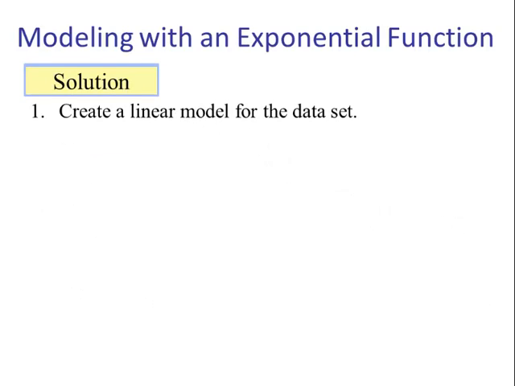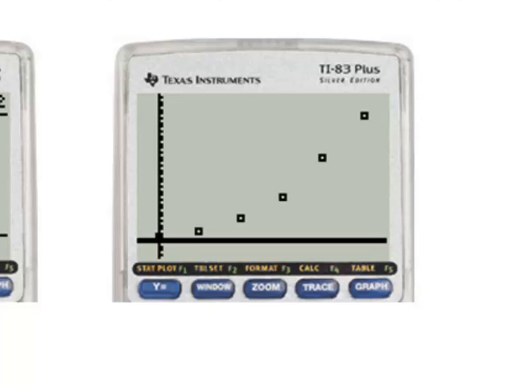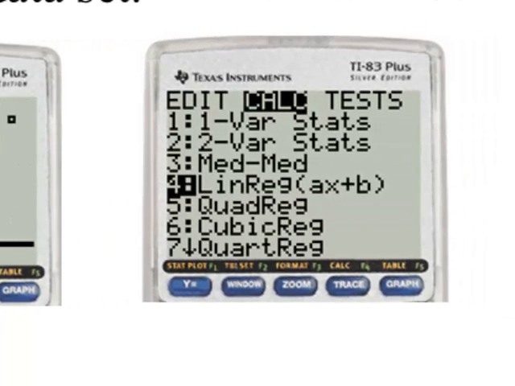Solution. To create a linear model for the data set, we put the value of T in list 1. In list 2, we put the population. We hit second y equals for stat plot, hit zoom stat, and graph. Next, we hit stat, calculate, number 4 for linear regression.